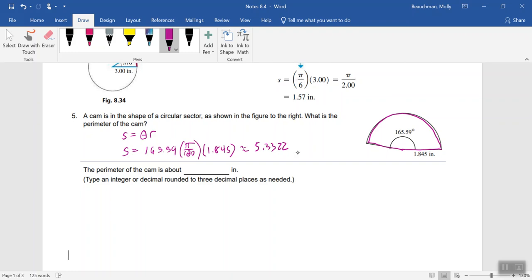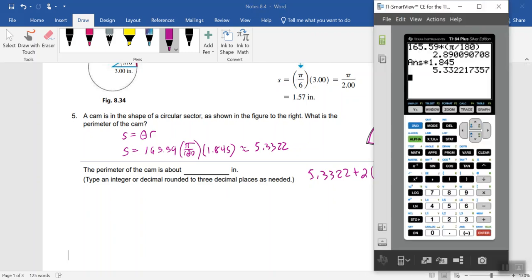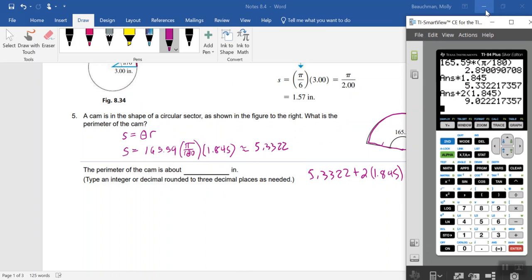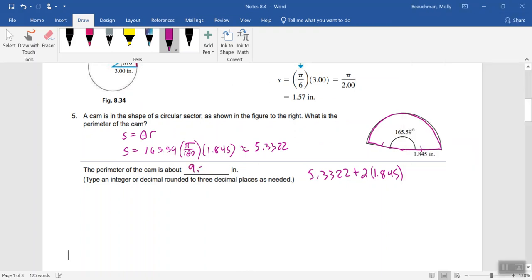Then, to find the perimeter, we take that 5.332 and add to it these other two sides, 2 times 1.845. So we're going to take our arc length and add it to 2 times the length of the radius, 1.845. And we get 9.022. All right, there's our first example.